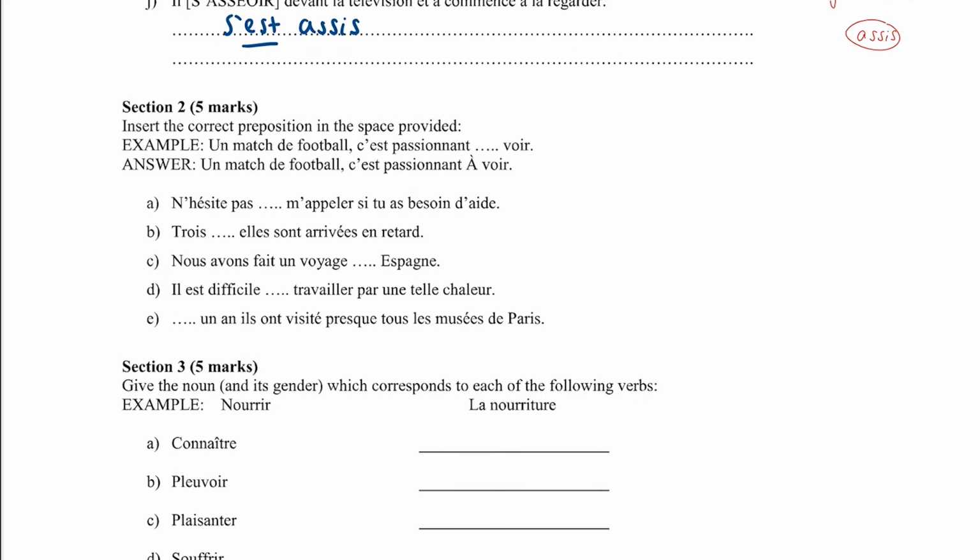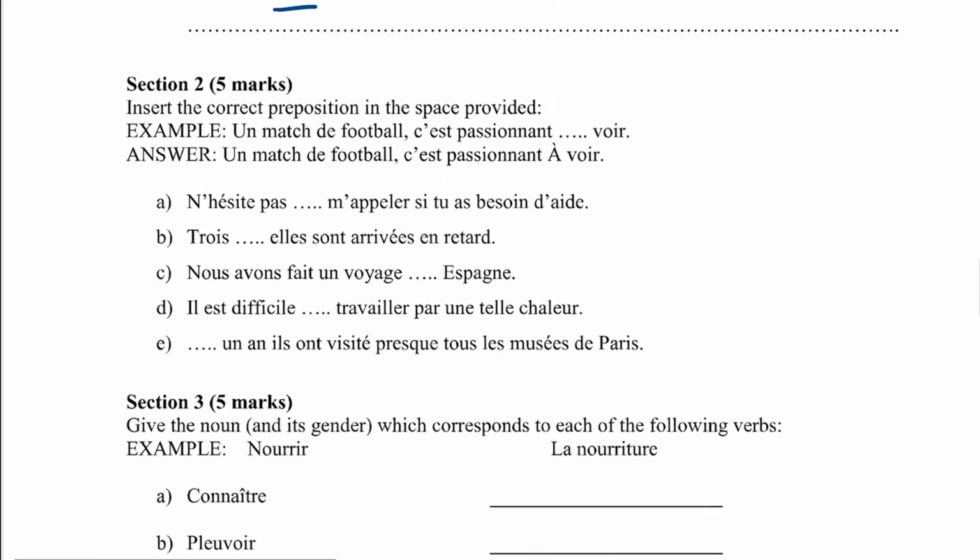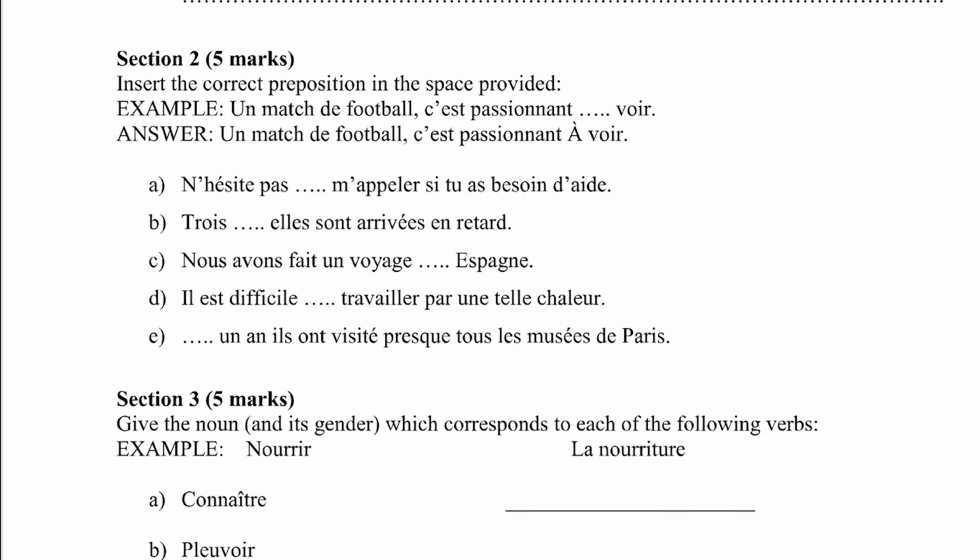Section 2. So this is kind of testing verbs with prepositions. I'll explain the example when we come to question D because it's in opposition to that. N'hésite pas, hésitez de faire something, hésitez de m'appeler. Three of them, that's just going to be a de there, three d'elles. Nous avons fait un voyage en Espagne. Remember, en plus feminine countries and au plus masculine countries.